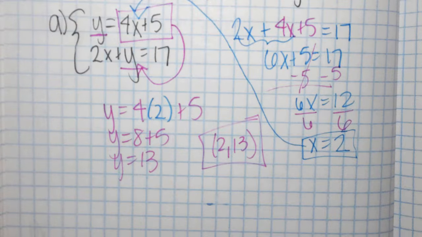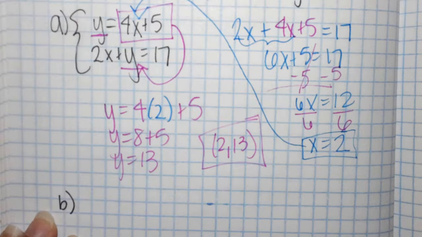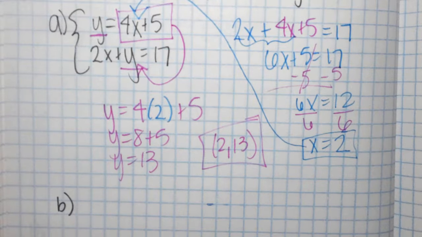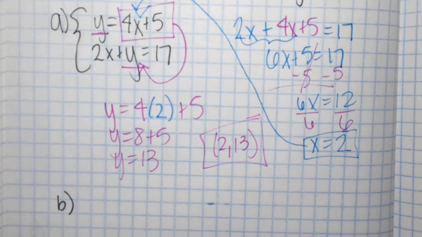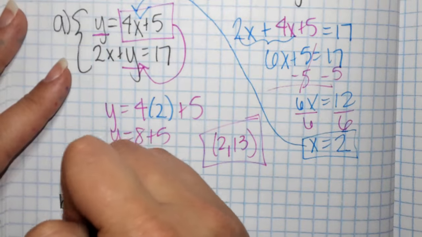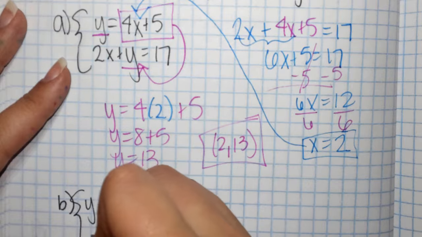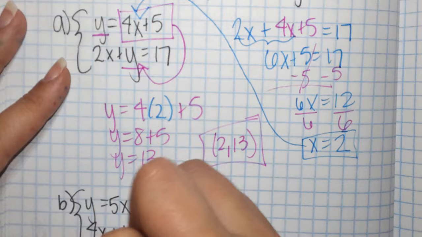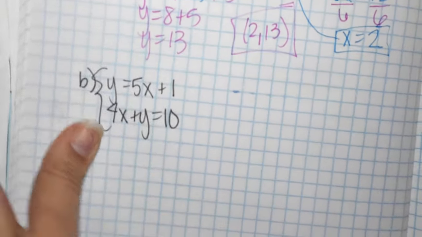How do we feel? Like we can do it on our own? Yes, we're trying one without me. You've got 2 minutes to do it, because we got to go over one more, and then Mama's got to leave. Let's go. You can do it. All right, y equals 5x plus 1, and 4x plus y equals 10.